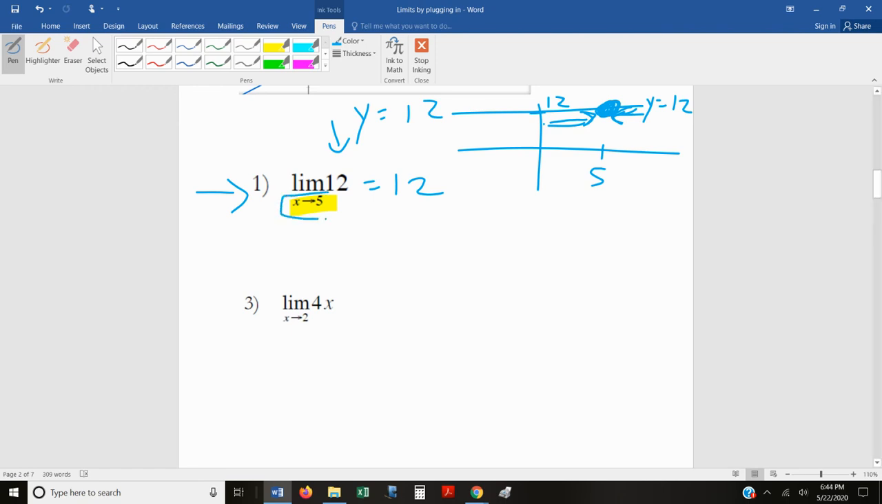Algebraically, if you're thinking about, I'm going to plug in 5 for x, well, there is no x value there. There's nowhere to plug in 5, so your output is just 12. You might see some of those on the worksheet. Otherwise, they're going to look like this.